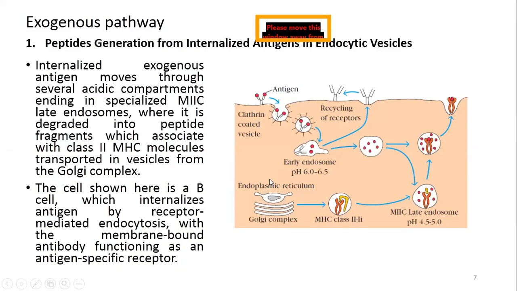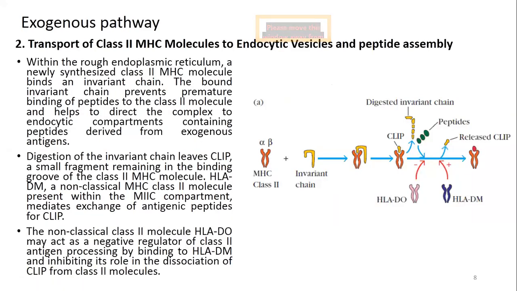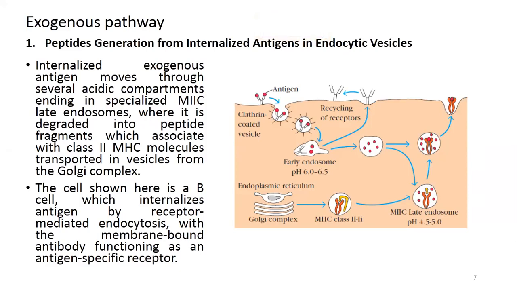So now we learned how an exogenous antigen is processed. Let's see what happens in other processes to MHC class 2 before it acquires the antigen, before it joins the compartment which contains an antigen. Let's see.